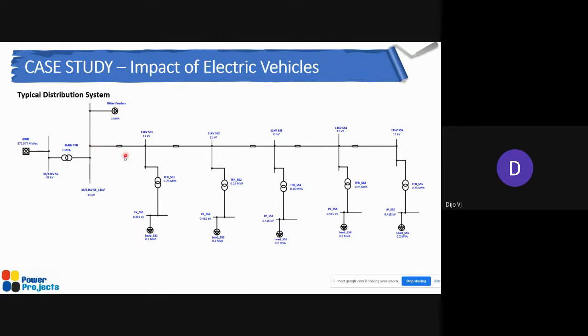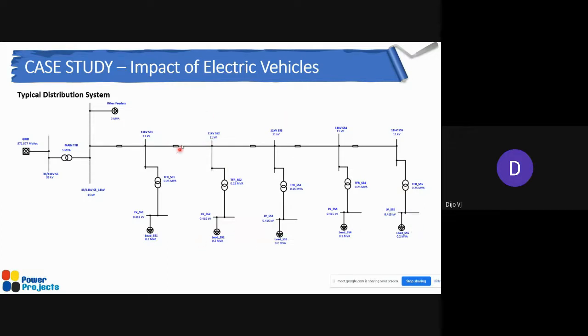This is one of the feeders, where you can see distribution transformers connected. Maybe it's going to a domestic distribution, where it's stepping down to 415 volts in this case. The distribution transformers are rated 0.25 MVA, and the connected load is almost 80% of it, which is 0.2 MVA. You can see here all the transformers are identical. The connected load is also identical.